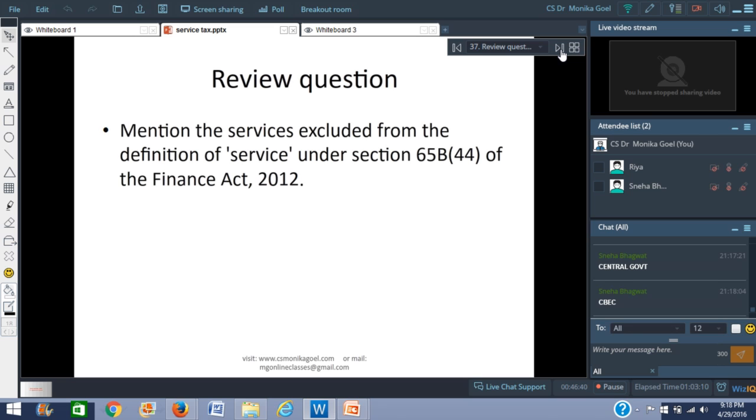Some more review questions here. Mention the services which are excluded from the definition of service under Section 65B(44) of the Finance Act. Do you remember? Services which are excluded. I had given you three boxes. One, what is a service? Second, what is a declared service? And third, the services which are excluded. Actionable claims. Very good, Sneha. Anything else? Employee employer services. You remember? Yes? Anything else? If you are able to recall?